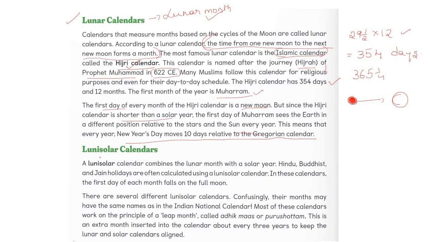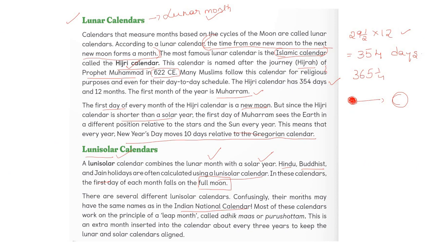Now, luni-solar calendars. They combine lunar month with a solar year. Hindu calendars, Buddhist calendars, Jain calendars are calculated using a luni-solar calendar. Here the first day of each month falls on full moon day. They start from Paurnima and conduct it till the next Paurnima. Okay? But confusingly, the months of the luni-solar calendar also have the same months as Indian national calendar.